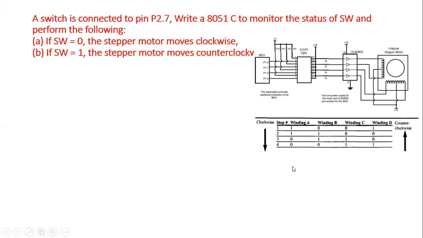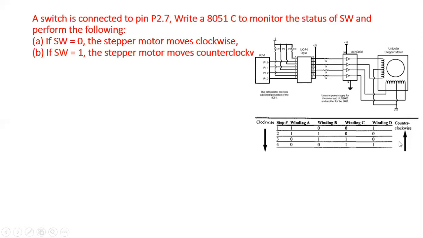Also, always remember that it is not necessarily the case that we have to start from 1. We can start from any step. We may start from 3 also. If you're starting from 3 and rotating the motor in clockwise direction, then the next step should be 4. After 4, 1, 2, then 3 and 4. Understand? So like that it should go in a clockwise direction.